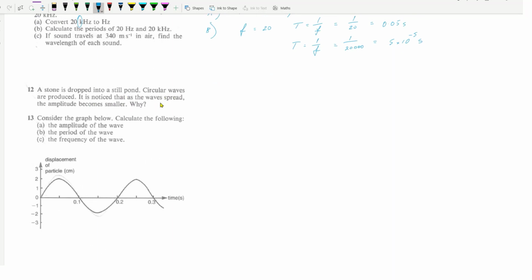It is noticed that as the waves spread, the amplitude becomes smaller. So let's say I drop in a little rock, it produces wave fronts and they're going to get larger and larger. However, the energy here is going to be the same as the energy here, however it's over a much greater region. So therefore the amplitude is going to decrease over distance, because the energy is being dissipated. So energy is being dissipated over a greater area.